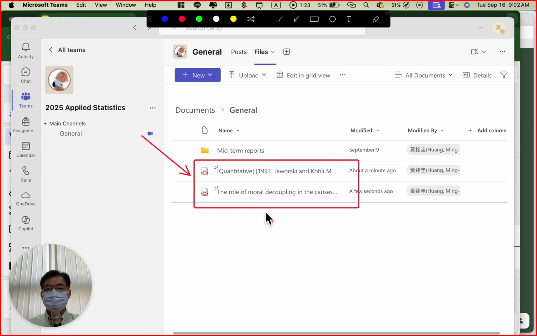So, okay, first of all, log into Microsoft Teams and download these two files first.